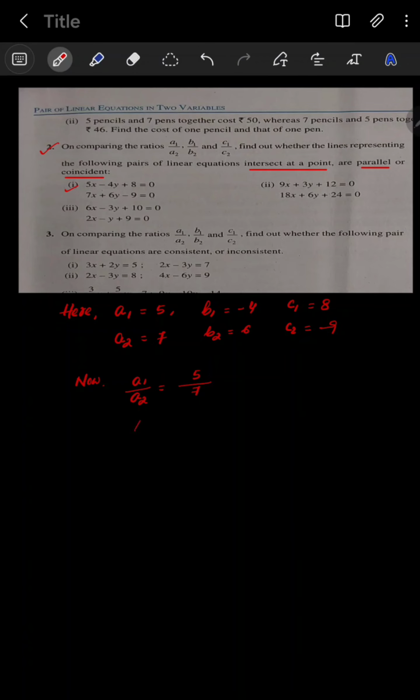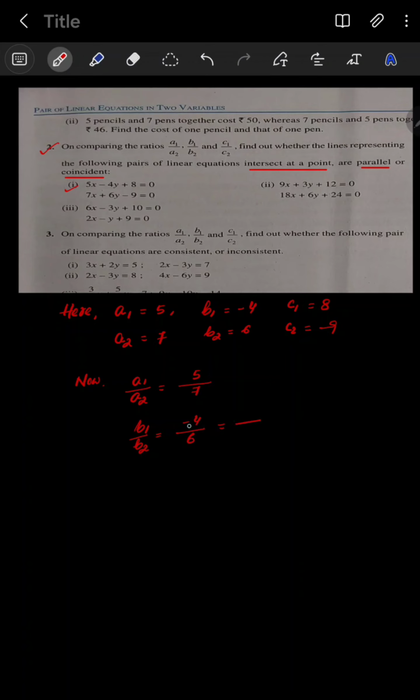Next ratio, that is b1 by b2. Now if you put the values, the b1 value is minus 4, and the b2 value is 6. Now if you observe here, both are even numbers. Even numbers means you can divide them by 2.